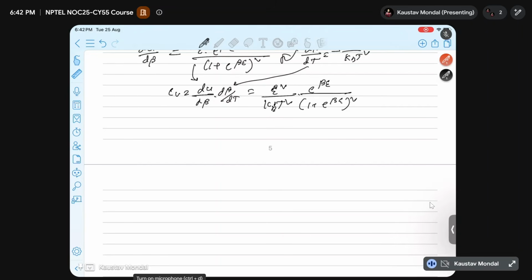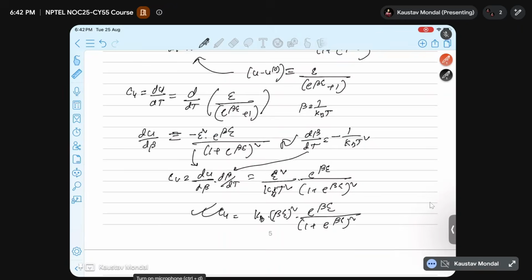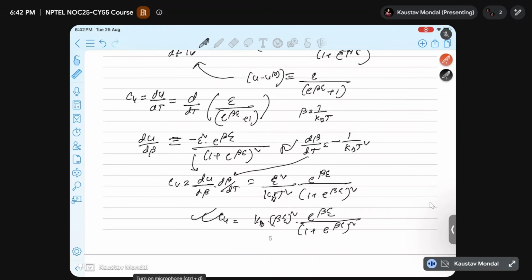So kBT you can also write in terms of beta, right? In that case, CV will become kB times beta E whole square into e to the power beta E divided by 1 plus e to the power beta E whole square. So this is the expression of CV, the specific heat at constant volume.